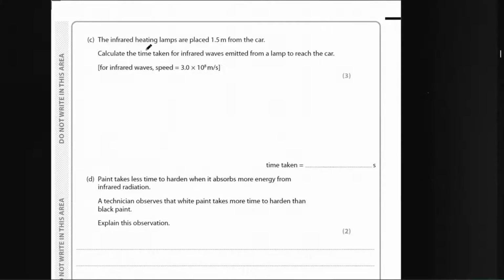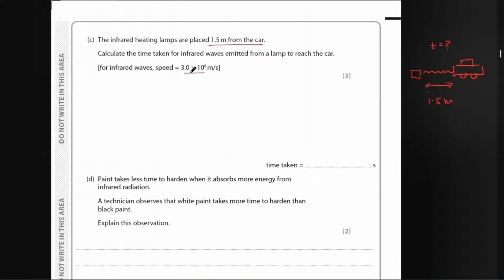Question number C. The infrared heating lamps are placed 1.5 meters from the car. Calculate the time taken for infrared waves emitted from a lamp to reach the car. So let's visualize what's happening. Let's say this is a lamp and there's a car a distance away. And this distance is 1.5 meters. Infrared waves are emitted and they will reach the car. Calculate the time taken. We want to find the time. How long does it take for the waves to reach the car?